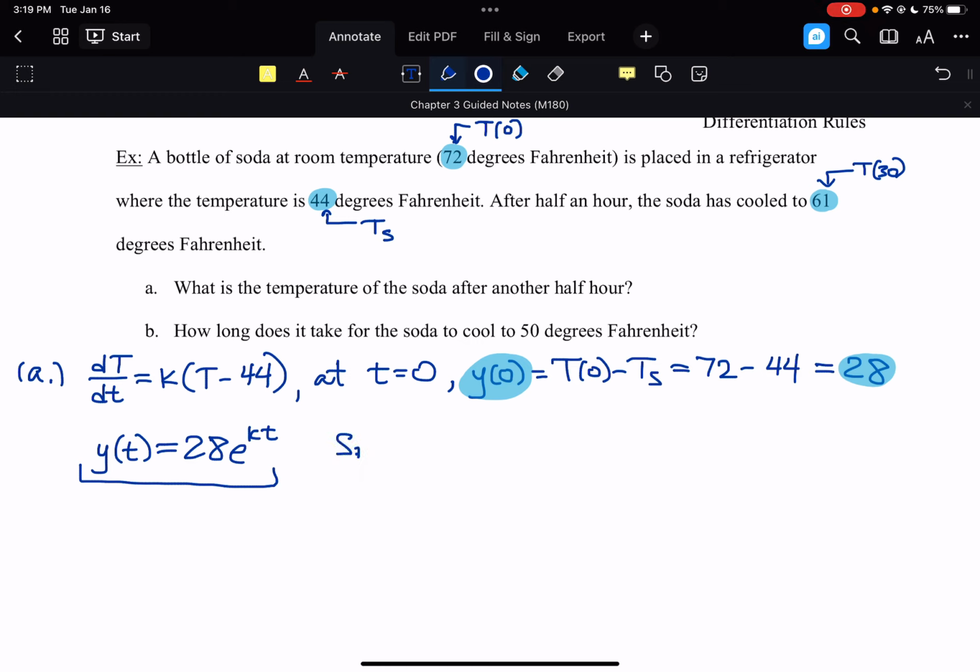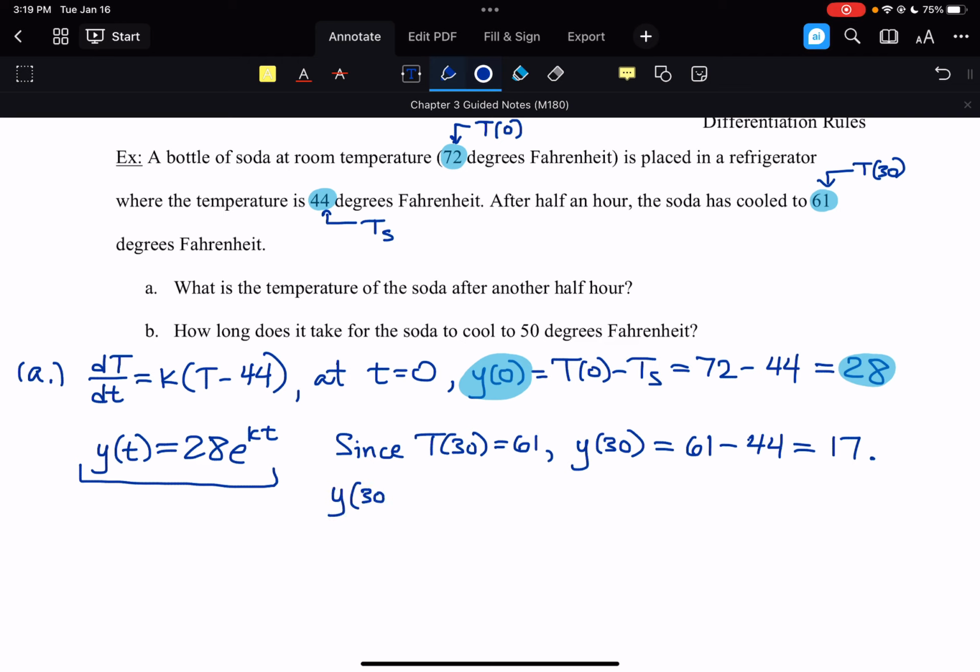So since T of 30 is 61, Y of 30 is the difference in temperature, 61 minus the 44, because the fridge temperature hasn't changed. And that's only 17. So we can use this now in this formula.